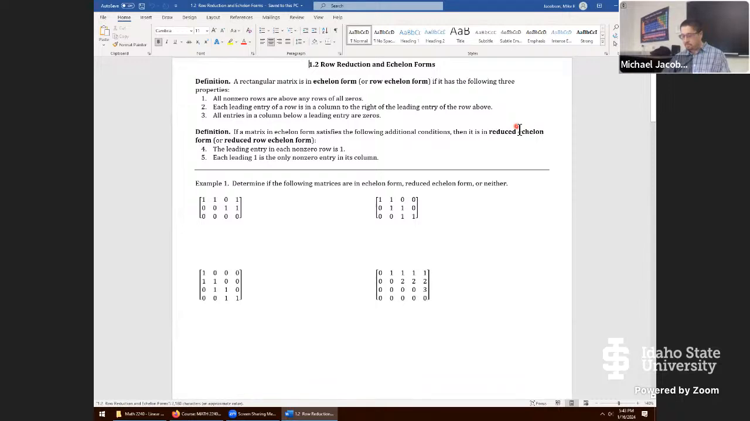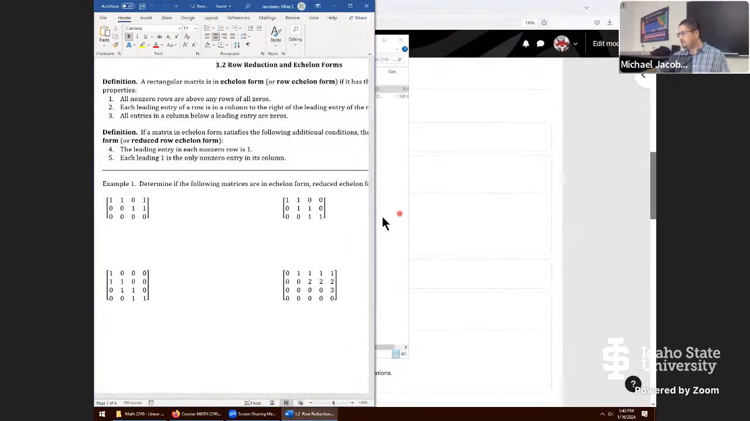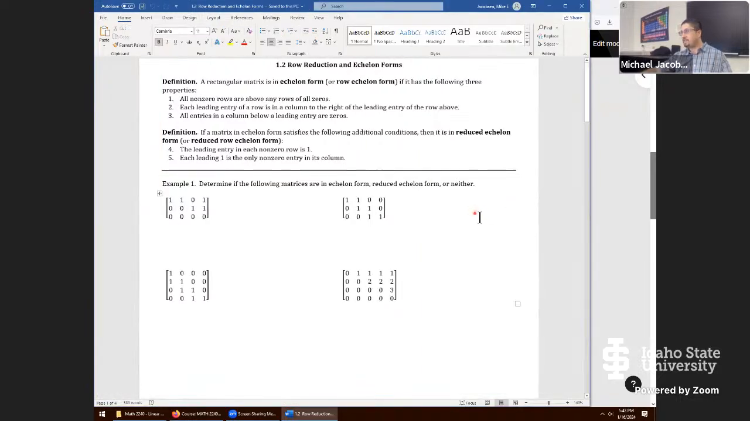Let me see if I can fix my windows just a little bit better. Yeah, I think that should work out.